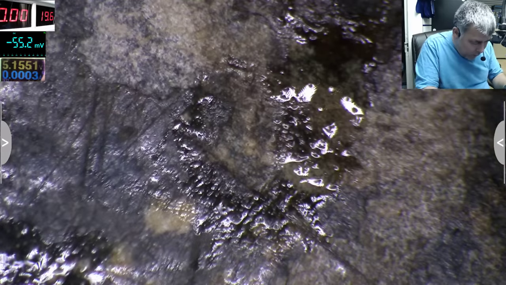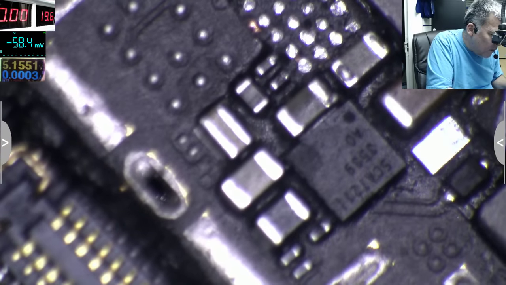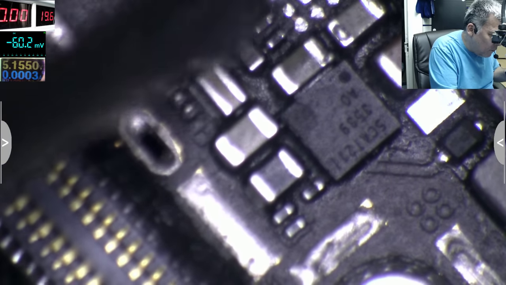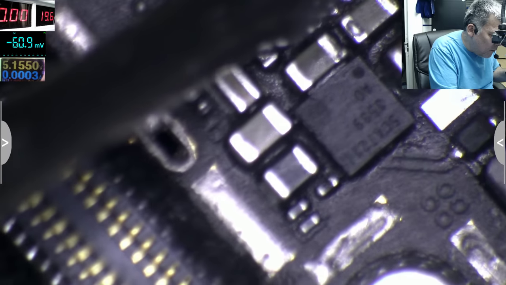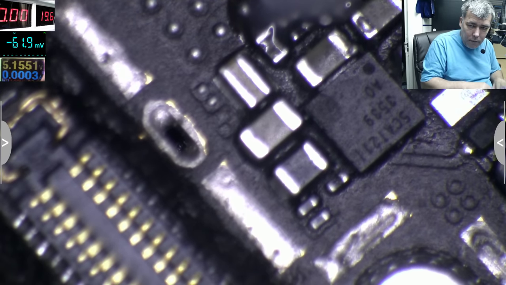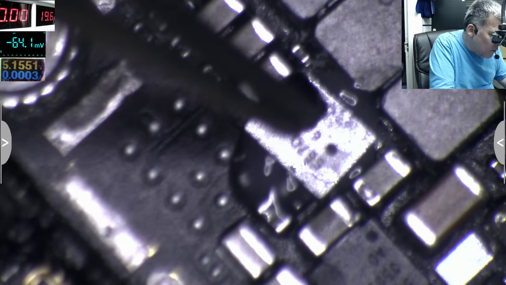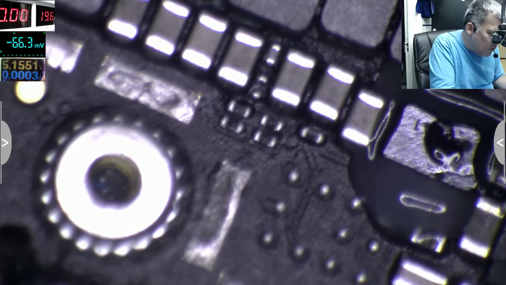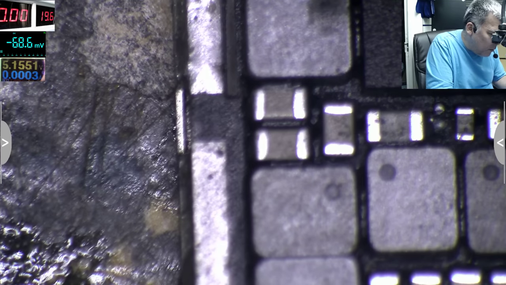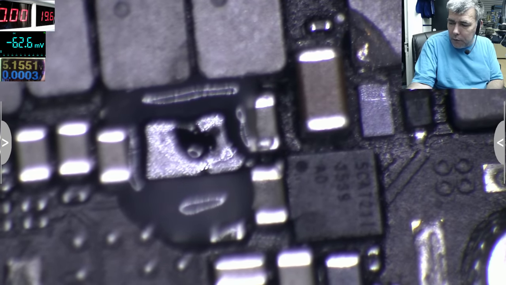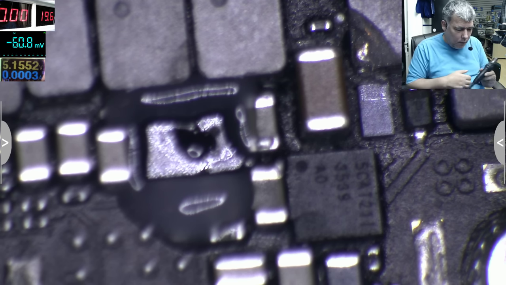Let's put the chip back on our board. Yeah, let's use some flux first. Now the main problem is to solder that chip. Hot air, low air. Temperature around 370, yeah. 370 degrees. Let's see.